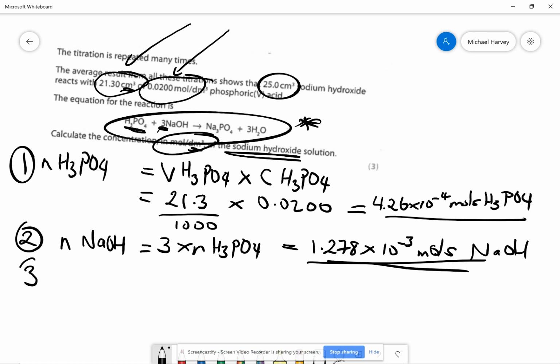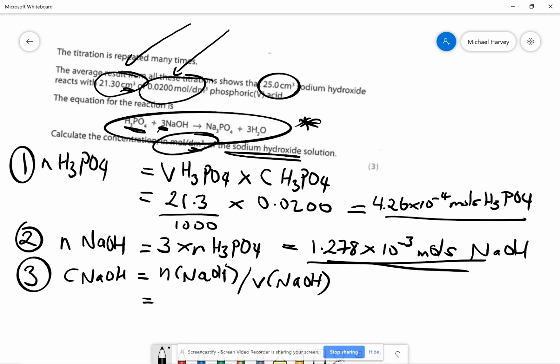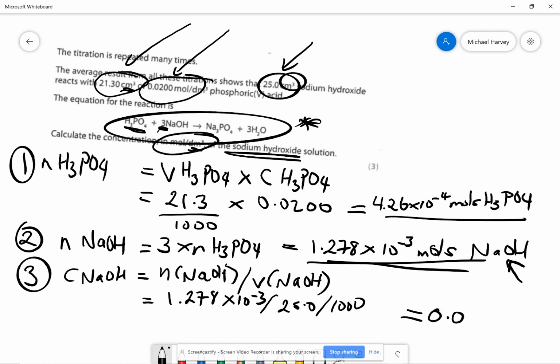The final thing to work out is the concentration of the sodium hydroxide. The concentration of sodium hydroxide will equal the number of moles of sodium hydroxide, which we've just calculated, divided by the volume of sodium hydroxide, which we have been given in the question. That will equal 1.278 times 10 to the negative 3, which is our previous answer, divided by the volume. Remember, of course, centimeters cubed, so I've got to be careful with that. Divided by 25.0 divided by 1,000, because we're converting centimeters cubed into decimeters cubed for the final answer, which gives us a final answer of 0.05112 moles per decimeter cubed, which is the answer we're looking for.